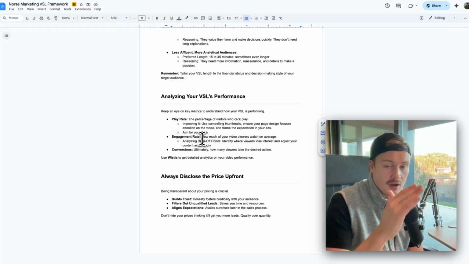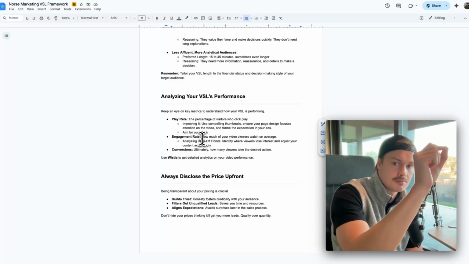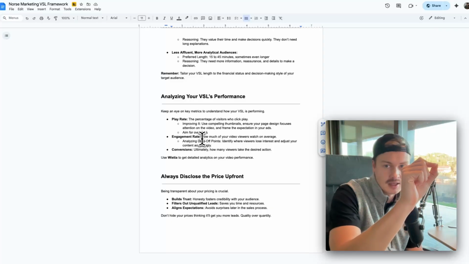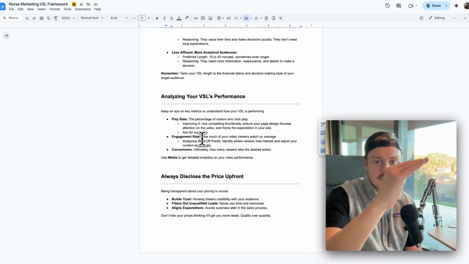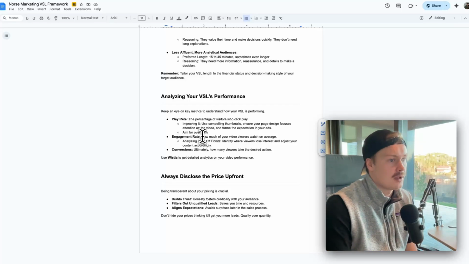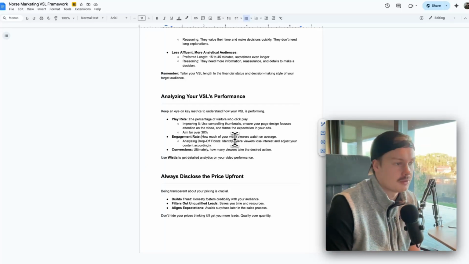How much of a drop-off is there? A healthy VSL has maybe a small drop-off in the beginning, and then a pretty straight line slowly downwards. Okay, if there are some sections where there's a huge drop-off, it might be a sign that you need to fix that section.